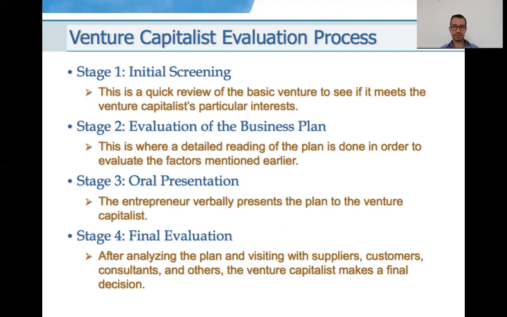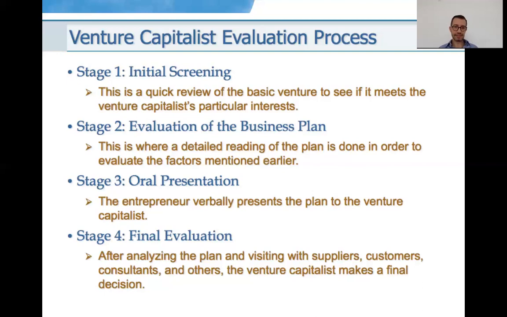And this is probably a 10 or 15 minute exercise. They skim through your business plan very quickly, and they try to get a sense of whether they're interested, whether what you're saying makes sense, and whether the amount of capital you're looking for is in line with what they can invest. So 10 minutes to get a deeper sense of who you are and whether they think it makes sense.